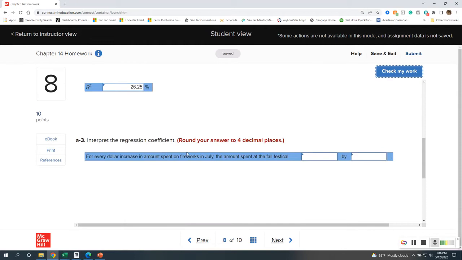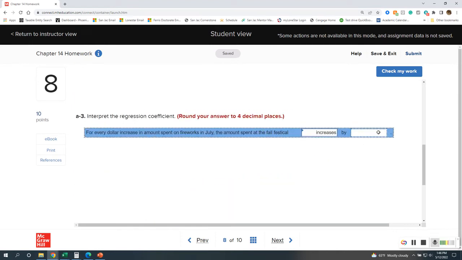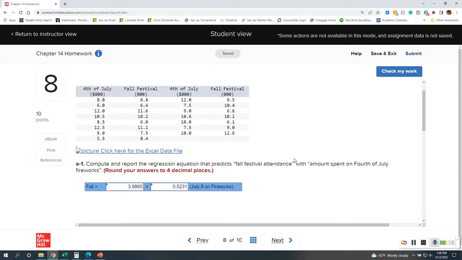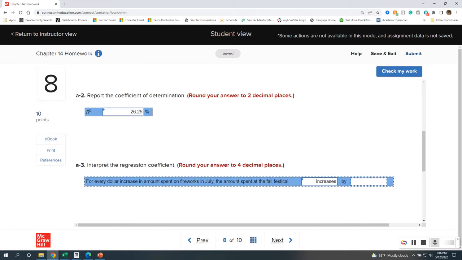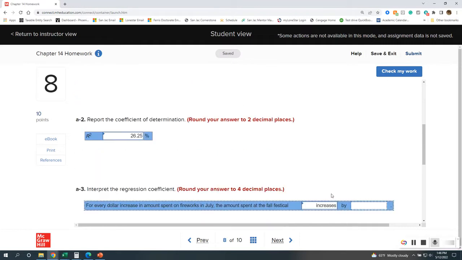Interpret the regression coefficient. For every dollar increase in the amount spent on fireworks for July, the amount spent at the fall festival. It's a festival. Okay, so each time it is going to increase. Let's see, this is in thousands. So, by 523.10.